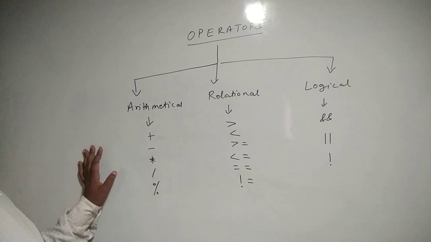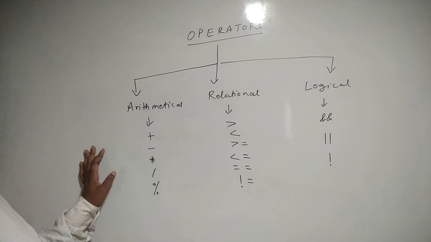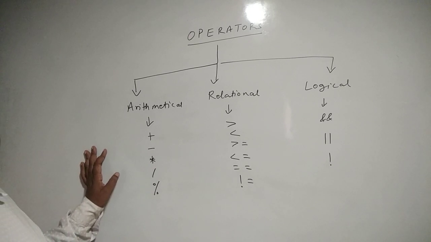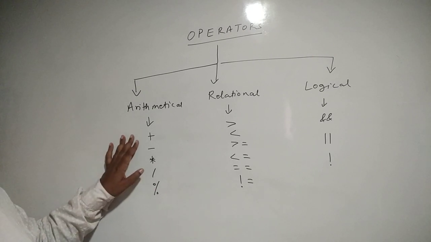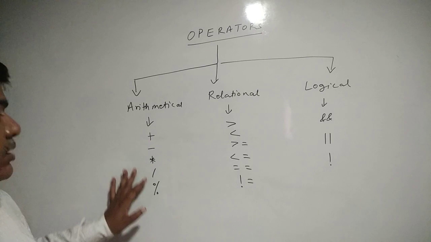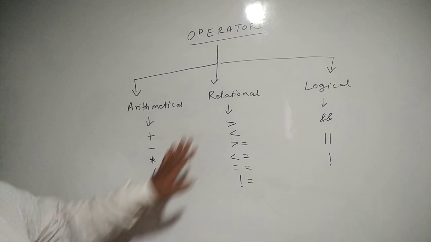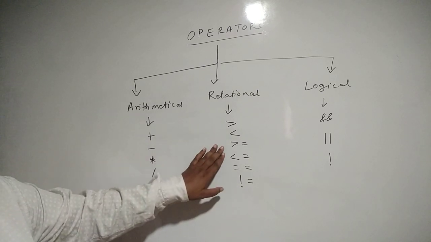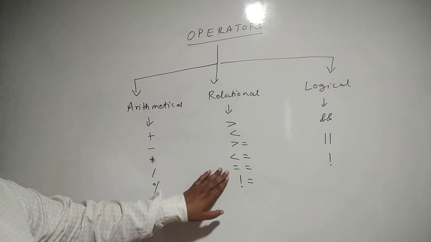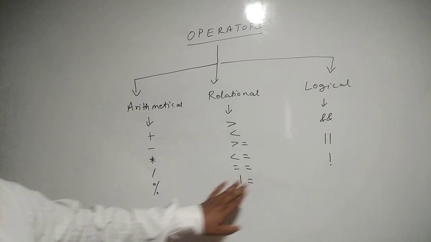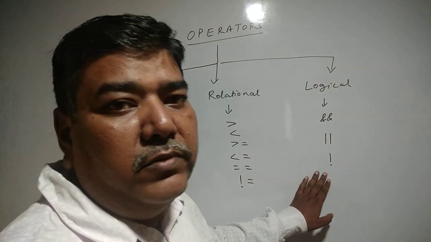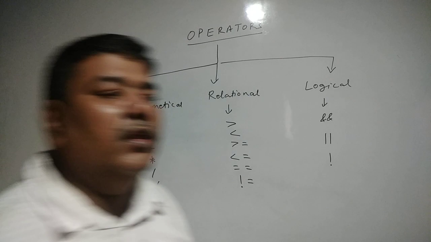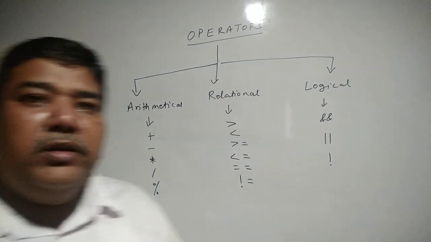So this much you have to keep in mind. In general, whenever you are asked what is an operator and what are the categories of operators, in all programming languages, it is not meant only for Java: arithmetical, relational, logical. Arithmetical operators are addition, subtraction, multiplication, division, and modulus division. Relational operators are more than, less than, more than or equal to, less than or equal to, equal to, and not equal to. And logical operators are and operator, or operator, and not operator. So we will discuss this much only today.